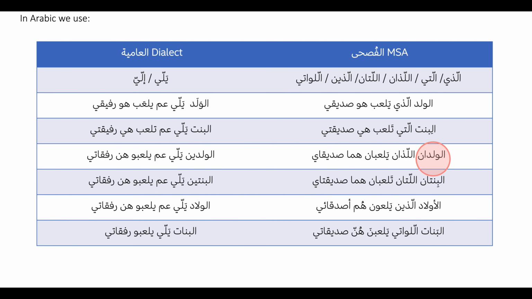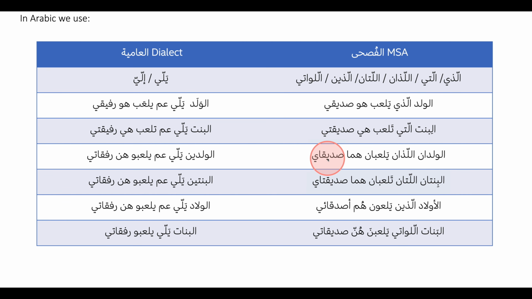And now we've got the sentence in dual masculine in MSA. الولدان اللذان يلعبان هما صديقاي. And in dialect we say الولدين يلي عم يلعبوا هن رفقاتي. Now we've got dual feminine. البنتان اللتان تلعبان هما صديقتاي.